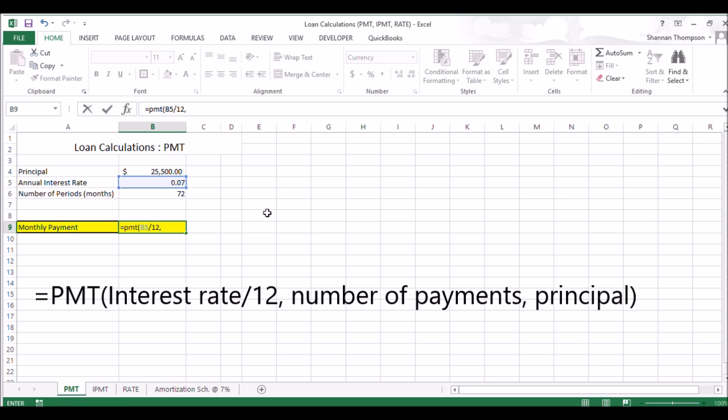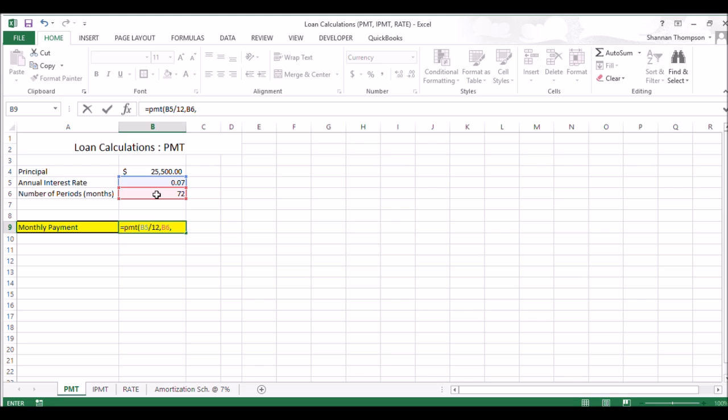The next part of this argument is going to be the length, or the term, of your loan to repay it back. In our example, it's going to be 72 months, or like I said, 6 years. The last part of this argument is going to be our principal amount, or otherwise known in Excel as the present value. Basically the present value is just saying, what is the value of that loan today? Well, today we know the value of the loan that we're going to be taking out is the $25,500. And then that is what our monthly payment is going to be over the course of 72 months.